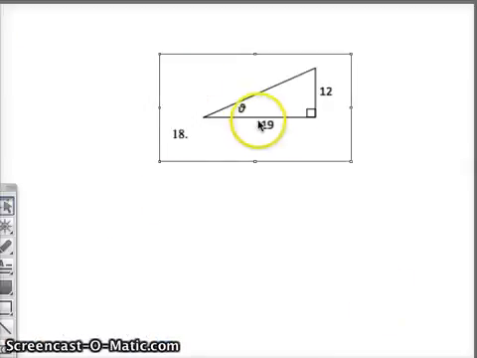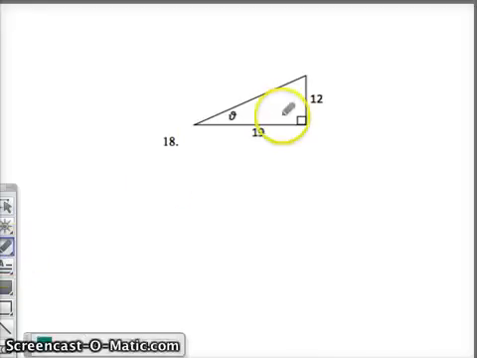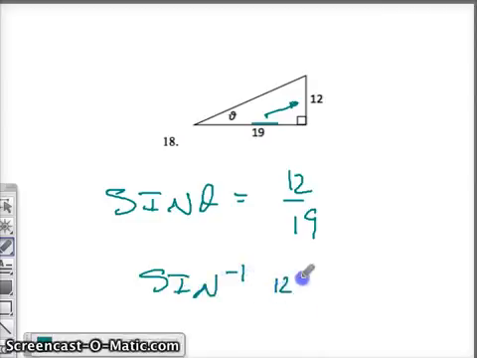Okay, you have to try to find this angle. So now, if you notice, you have an opposite side and you have an adjacent side. Opposite and adjacent is sine. Sine of theta is equal to opposite over adjacent. So you remember, you're just going to take your calculator and do inverse sine, 12 over 19. I'm starting to run out of time, so I'm not going to take time to do that.